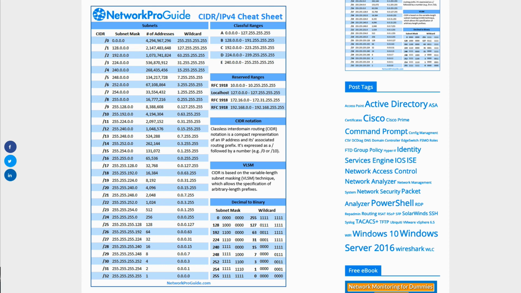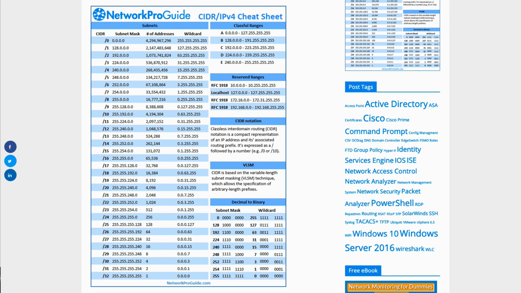It occurs to me that I should mention that you can easily figure out the number, the bigger pool of addresses, and not memorize this, if you just put 2 to the power of the number of host bits. So it's actually 2 to the power of 32 minus whatever that slash number is. So 2 to the power of 32 minus 24, for example, would be 2 to the 8th power. That would be 256.